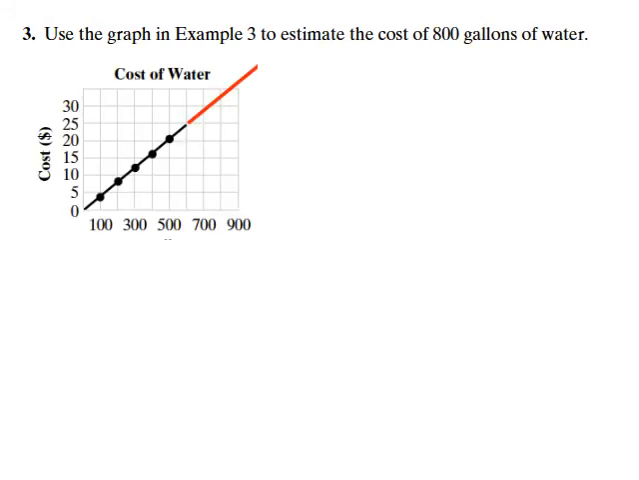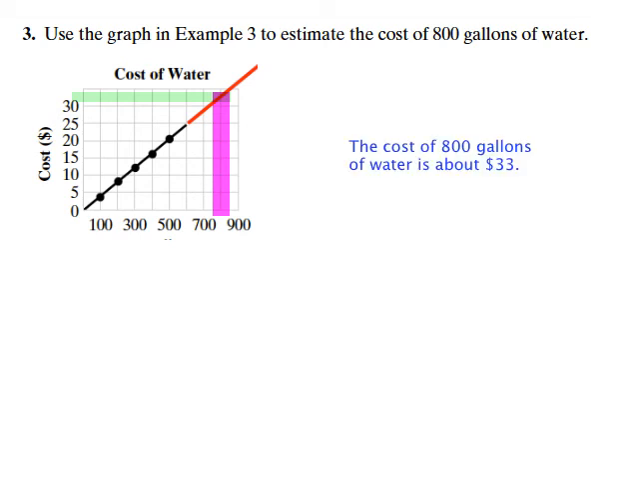For the last example, we're going to use the graph in example 3 to estimate the cost of 800 gallons of water. We've already extended the line, so we're going to look at 800 gallons of water, go up vertically until we reach the cost line, and we can see that 800 gallons of water will cost approximately $32, between $32 and $33. So we're going to say the cost of 800 gallons of water is about $33.